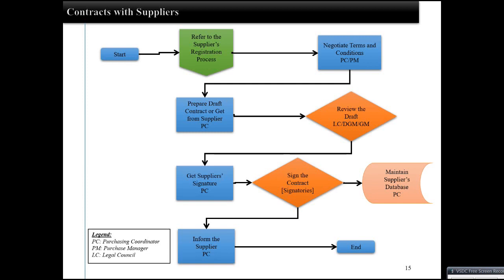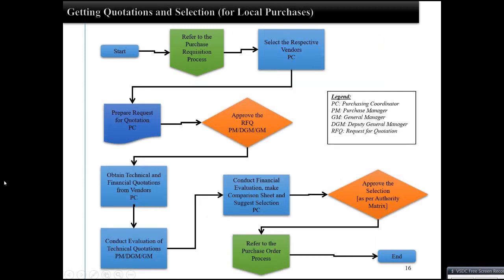Contract with suppliers. Refer to the supplier registration process. This we have already discussed. Then negotiate terms and conditions. Who will do this? The purchase coordinator as well as the purchase manager. They will go to the supplier, discuss in detail and negotiate with them. No sir, your price should be this. Let's suppose the supplier is giving a price of, for one part, let's suppose $100. Say no, sorry, we'll be able to pay you $90.